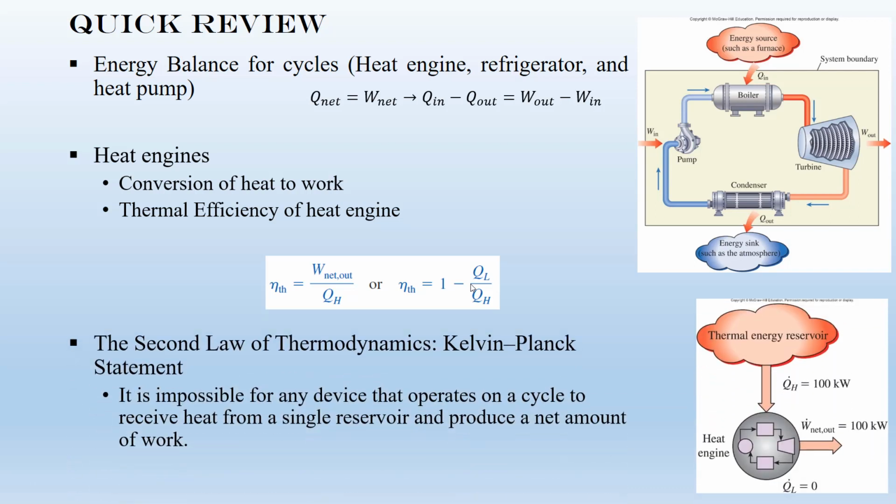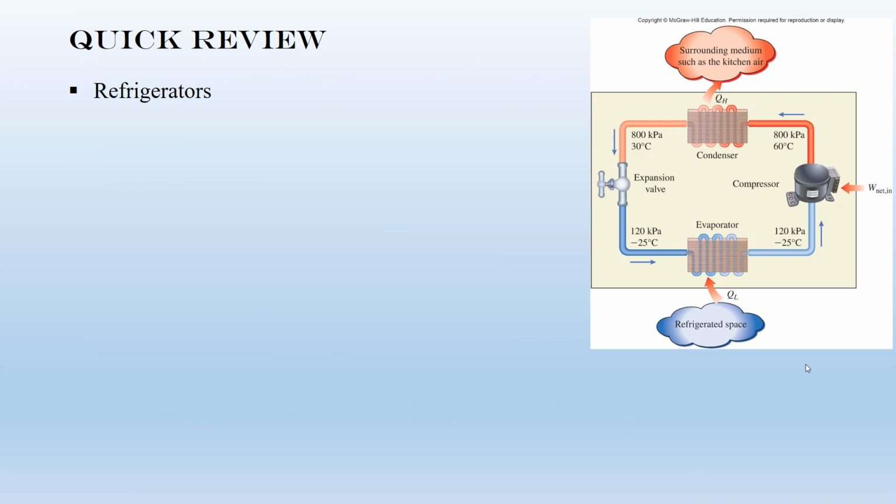Also, we discussed the first statement, or the Kelvin-Planck statement, for the second law of thermodynamics. Based on the second law of thermodynamics, it's impossible to have any heat engine with a thermal efficiency of 100%, or it's impossible for any device that operates on a cycle and receives heat from a single reservoir to produce a net amount of work. Then we discussed the refrigerators.